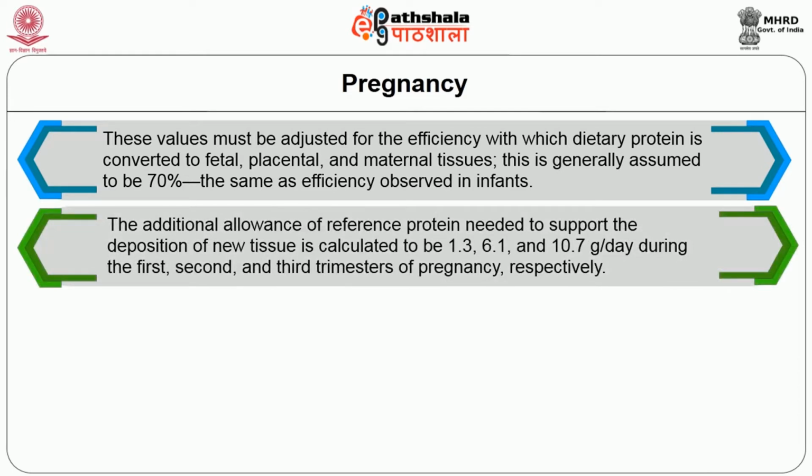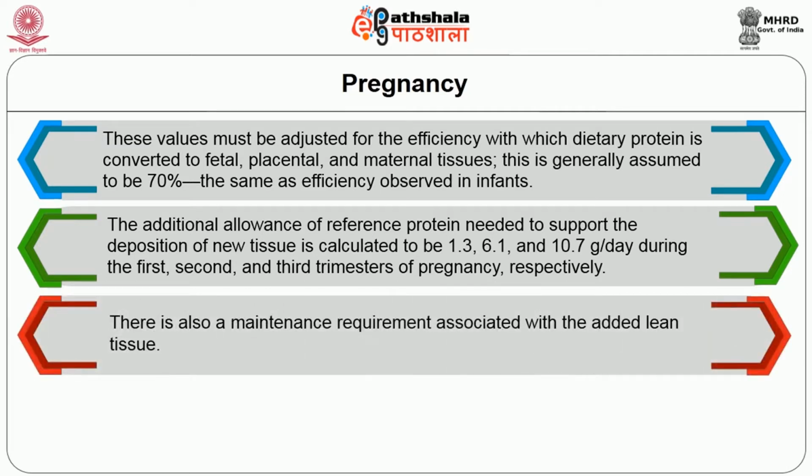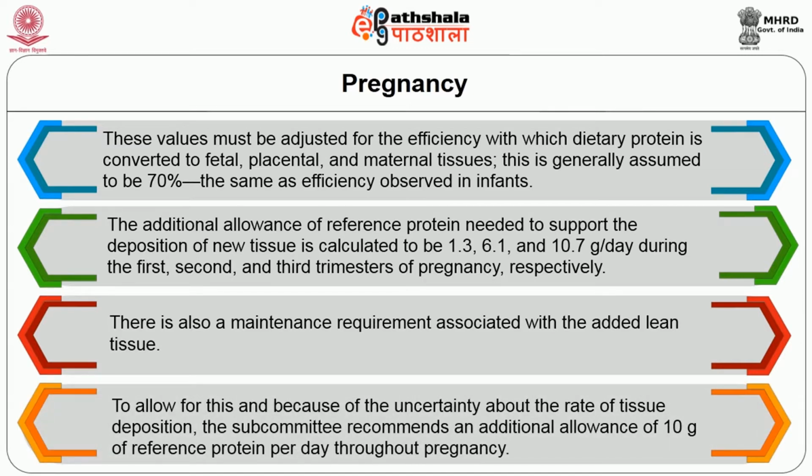The additional allowance of reference protein needed to support the deposition of new tissues is calculated to be 1.3, 6.1 and 10.7 grams per day during the first, second and third trimesters of pregnancy, respectively. There is also a maintenance requirement associated with the added lean tissue. To allow for this, and because of the uncertainty about the rate of tissue deposition, the subcommittee recommends an additional allowance of 10 grams of reference protein per day throughout the pregnancy.